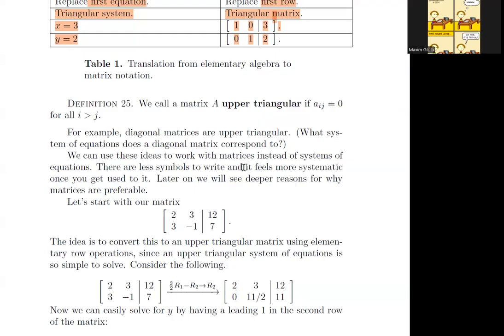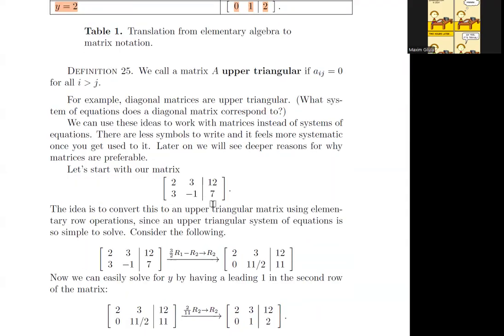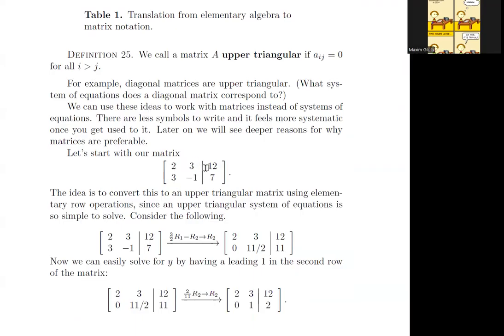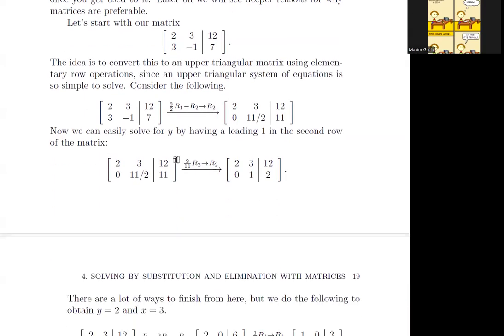Now, we can use these ideas to work with matrices instead of systems of equations, and that's exactly what we want to do. So going back to the system we looked at a few times already, 2x plus 3y is 12 and 3x minus y is 7, we could solve this system by using elementary row operations. So when we took 3 halves of row 1 minus row 2 and replaced row 2 above in the previous solution, this is what the matrix elementary row operation corresponds to. So if we take 3 halves row 1, subtract row 2, and put it into row 2, we get this.